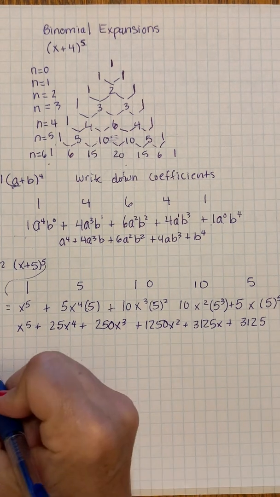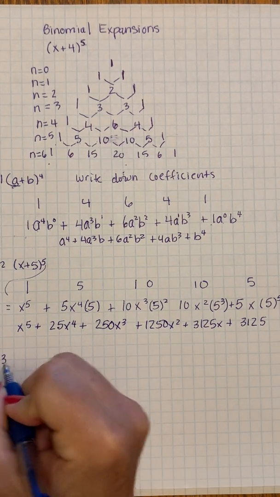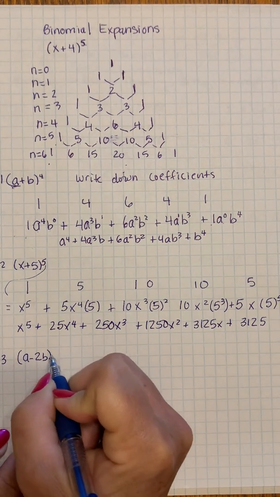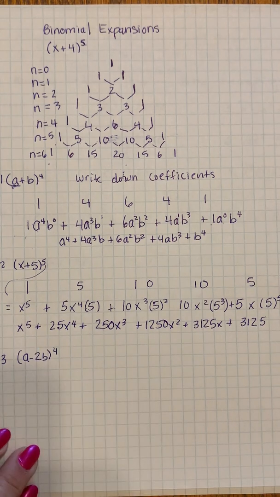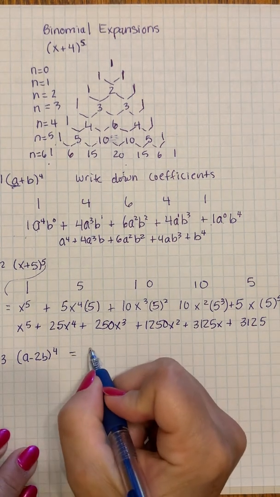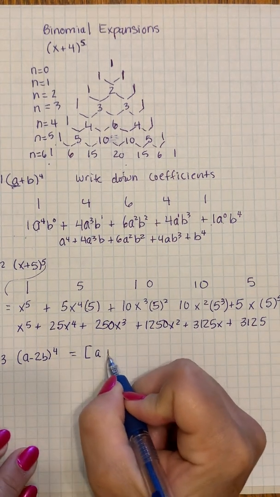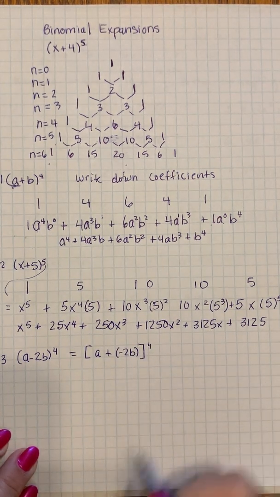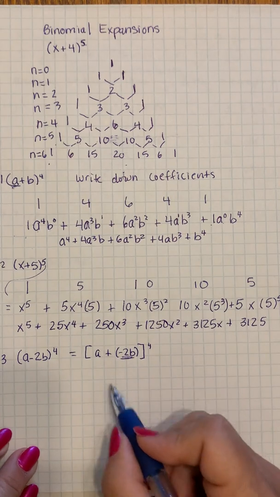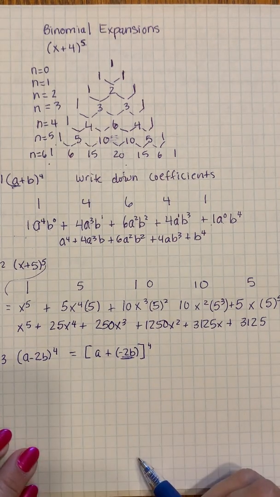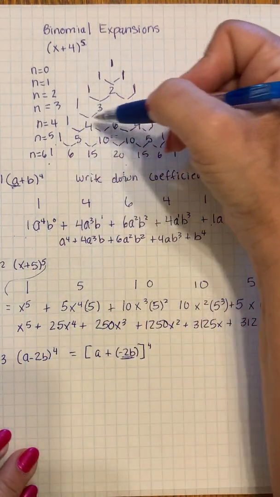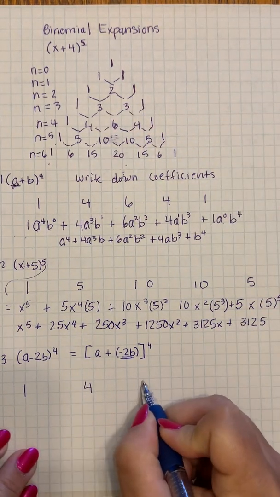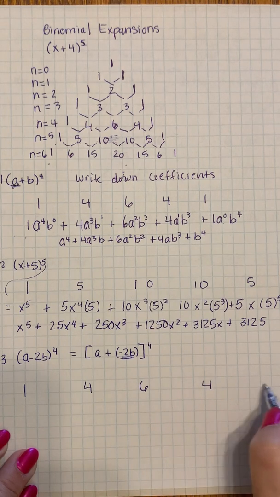Okay, we're gonna do one more example. A minus 2b to the 4th power. Now what I want to show you is this is the same thing as saying a plus a negative 2b, the whole thing raised to the 4th power. So what's in the parentheses is what's going to be substituted in. So I'm going to go up to the 4s and I have 1, 4, 6, 4, 1.